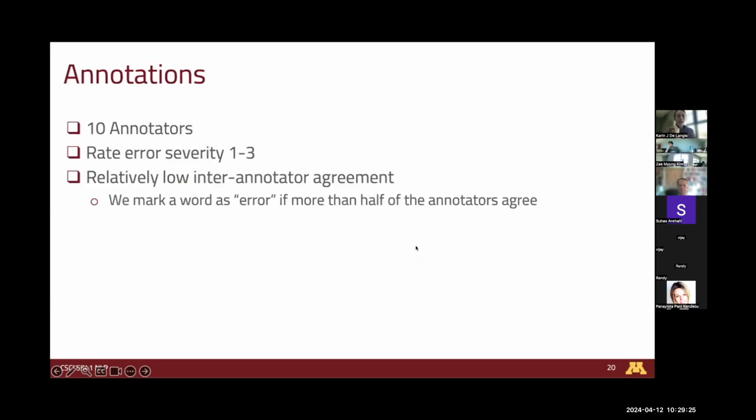One issue is that they have 10 annotators. They rate error severity on a scale of 1 to 3, and there's a relatively low inter-annotator agreement. So when we're looking at whether the eye movements are changing between the text with error and without error, the way we decide whether there's an error is basically if more than half of the annotators have rated it as some level of severity. This is not necessarily ideal, so I just want to point out that it is still a bit of a difficult problem to say with confidence which portions of the text actually have these errors.